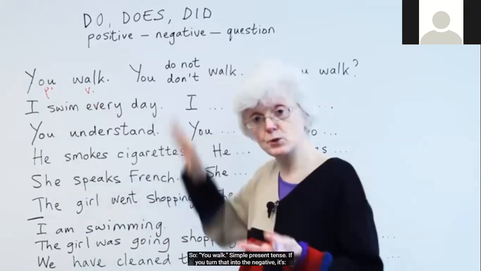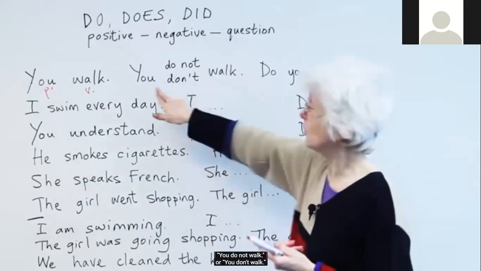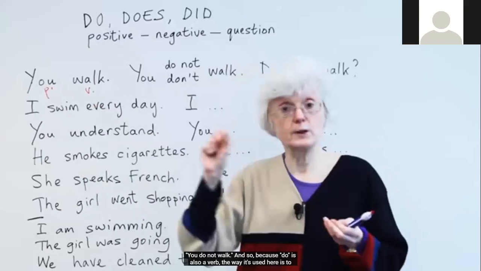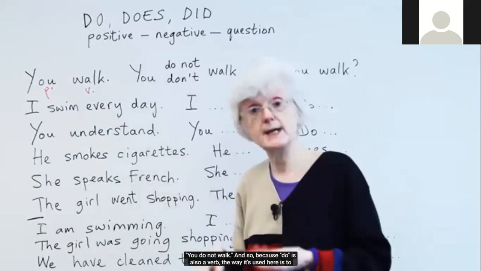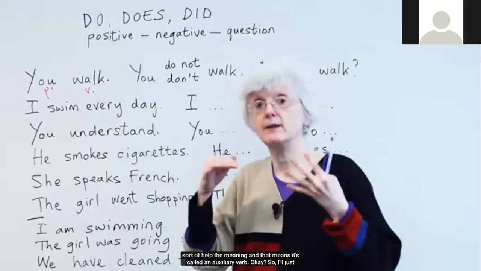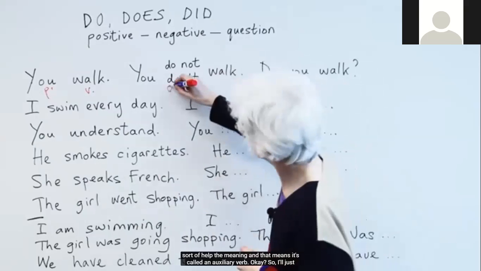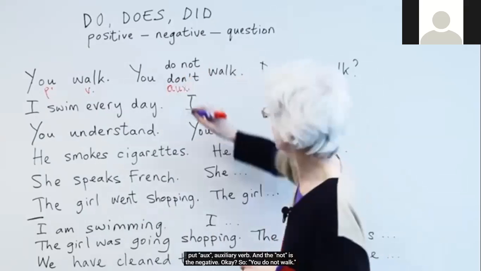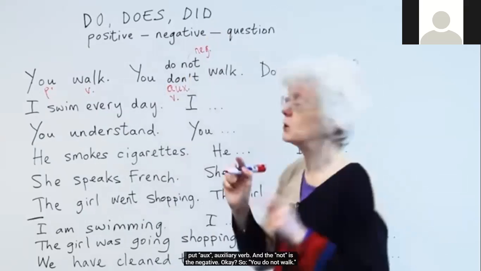If you turn that into the negative, it's you do not walk or you don't walk. You can't just say you not walk. You have to use you do not walk. And so, because do is also a verb, the way it's used here is to help the meaning, and that means it's called an auxiliary verb. So I'll just put AUX, auxiliary verb, and then not is the negative. So you do not walk or you don't walk.